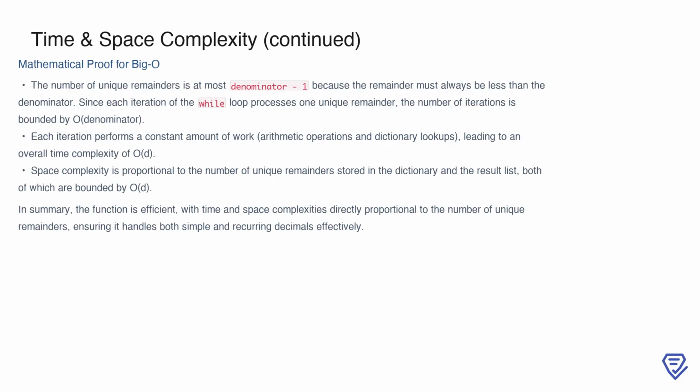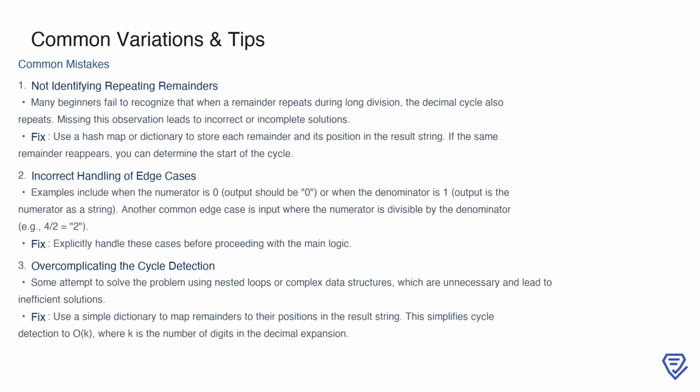Similarly, the space complexity arises from storing unique remainders in the dictionary and the result list, both of which are bounded by O(d). This guarantees the function remains efficient for both simple and recurring decimal representations. One common mistake when solving this problem is not identifying repeating remainders during long division. If you're performing the division and a remainder reappears, that's a clear indication that the decimal has entered a repeating cycle. Missing this pattern can lead to incomplete or incorrect results.